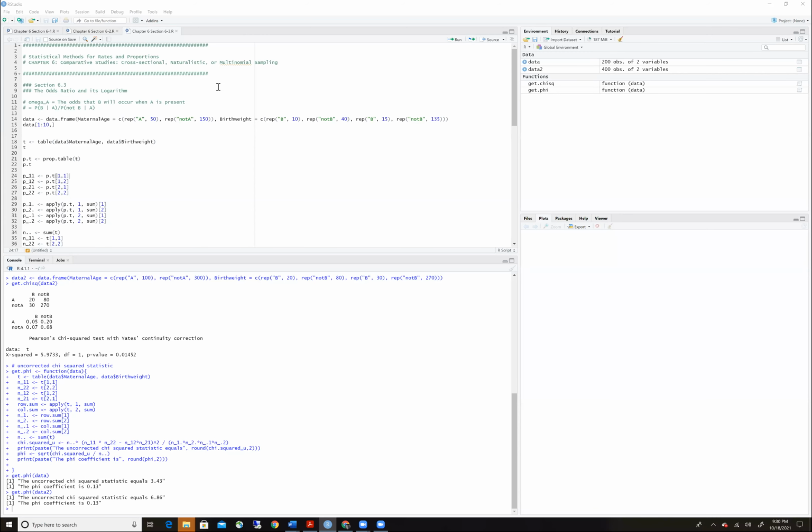Hello, everyone. We're working through Statistical Methods for Rates and Proportions, chapter 6, section 6.3. In this section, we're going to be talking about the odds ratio and its logarithm.